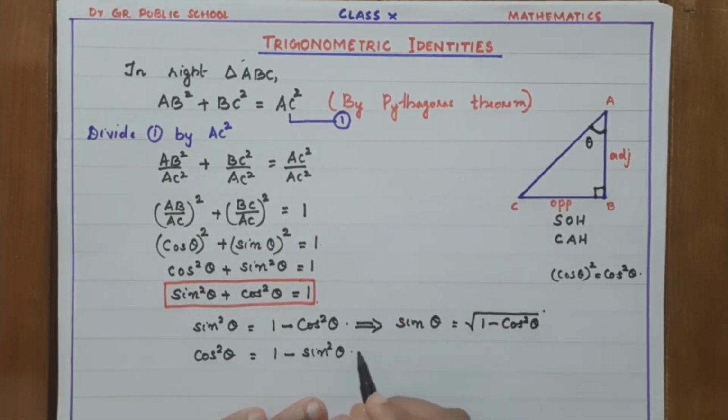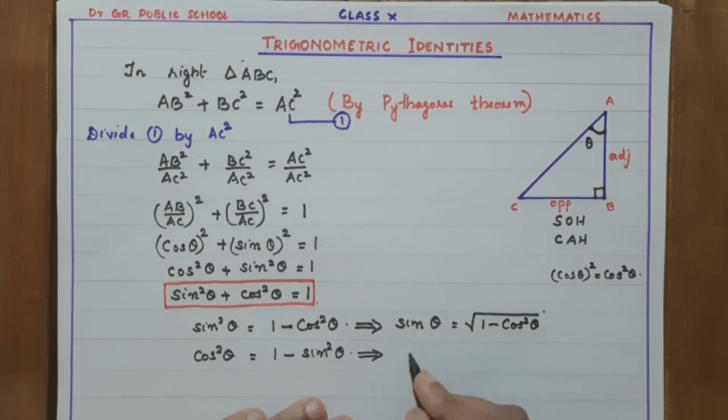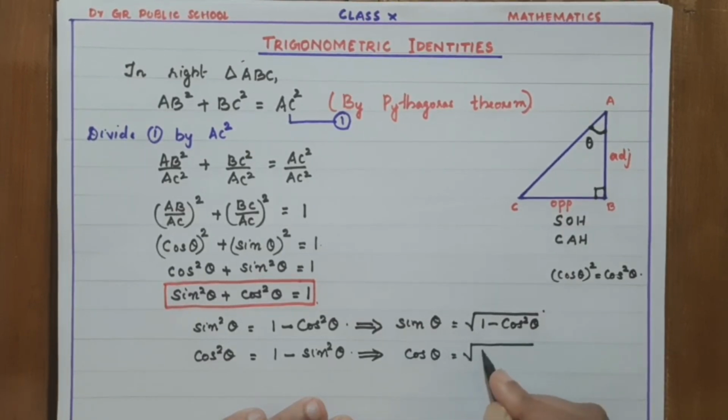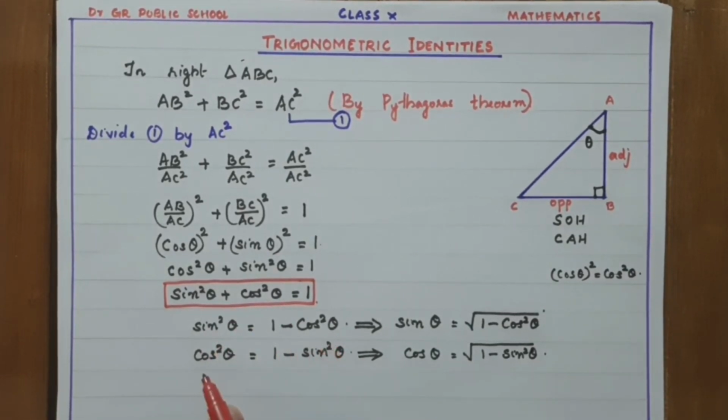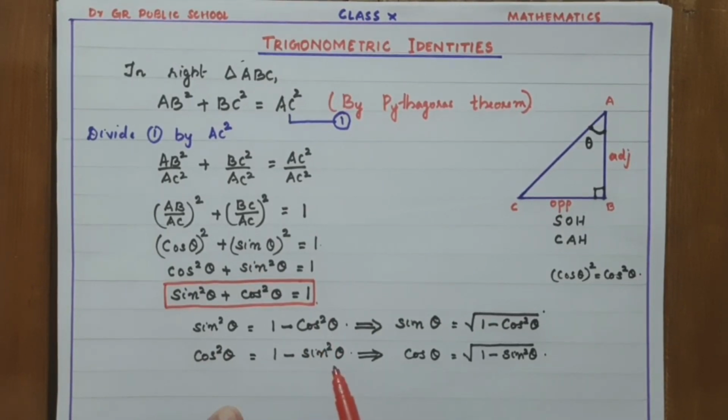And from this one what can we write? Cos square theta is 1 minus sine square theta. So what is cos theta? Cos theta equal to square root of 1 minus sine square theta. Okay. All these you have to remember always. Sine square theta plus cos square theta equal to 1. Then sine square theta equal to 1 minus cos square theta, and cos square theta equal to 1 minus sine square theta. And from this, these two also very important. Okay, children. So this is the first identity.